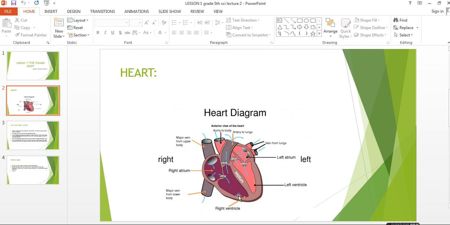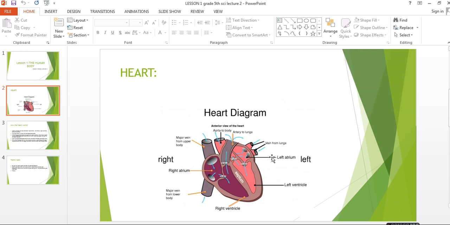As I have told you, what's the function of the artery? It carries blood away from the heart. So the pulmonary artery will take the blood to the lungs. Why will it take blood to the lungs? To get oxygen. When in the lungs the blood gets oxygen, it will be called oxygenated blood. What will it be called? Oxygenated blood.